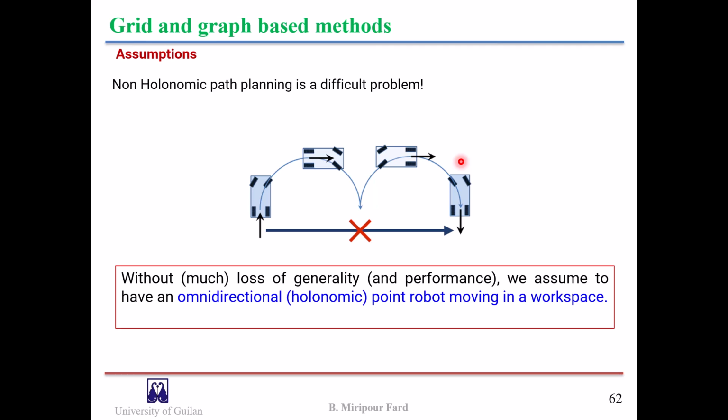In using these algorithms, we consider some assumptions. Non-holonomic path planning is a difficult problem. So we will start with holonomic robots, and without much loss of generality and performance, we assume to have an omnidirectional or holonomic point robot moving in a workspace or in the configuration space.